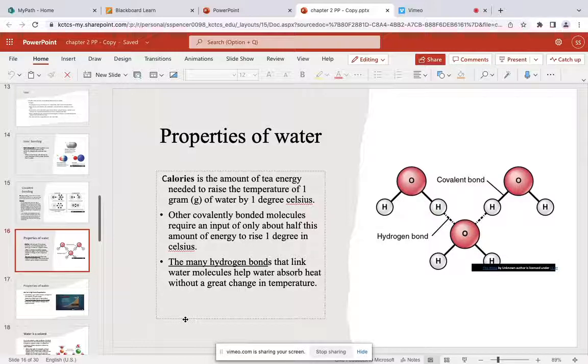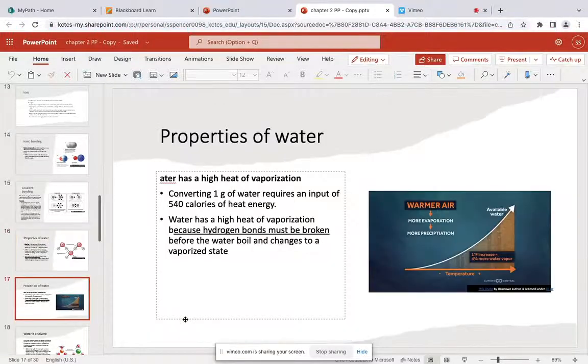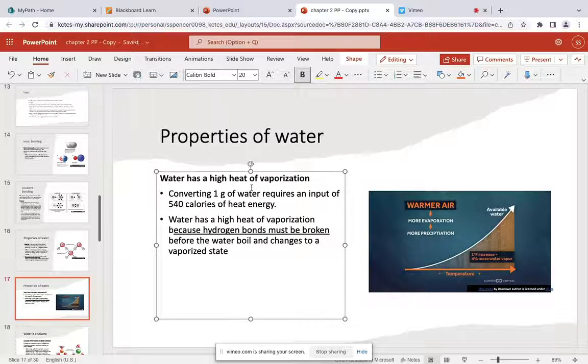Water has such strong bonding within hydrogen that other molecules, when exposed to the same amount of heat, only take half as much heat before they change temperature, whereas water takes a greater amount of heat due to the strength of this bond. So again, water has a high heat of vaporization. Doesn't that make sense, because of the strength of that hydrogen bond? The heat that water is exposed to has to be so high in order to vaporize.